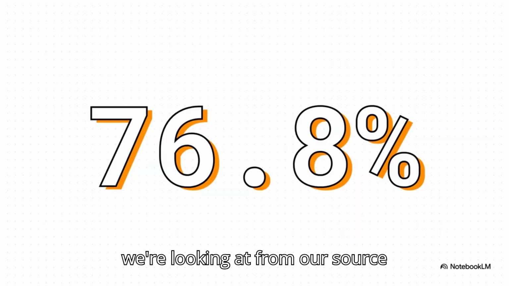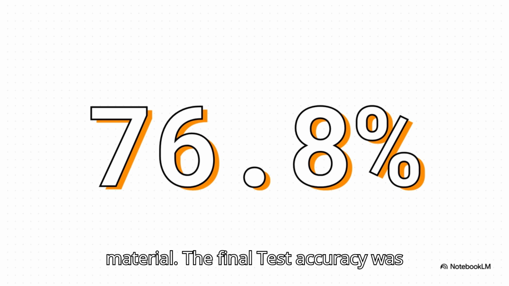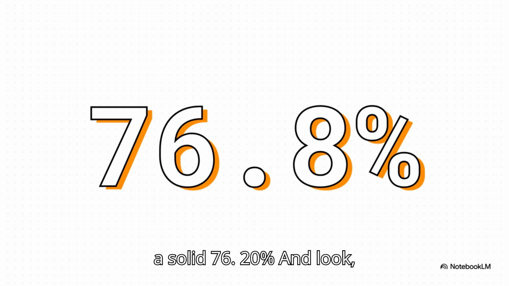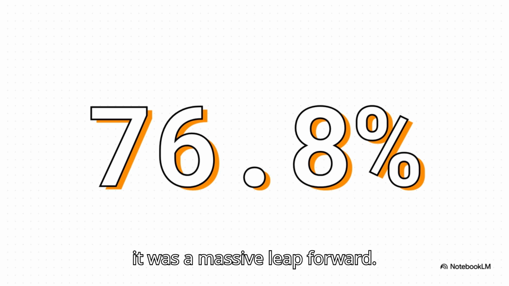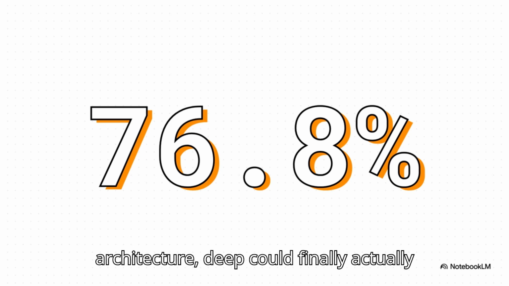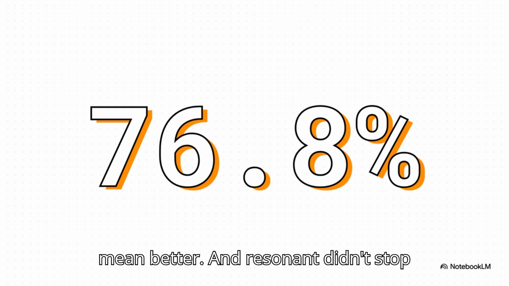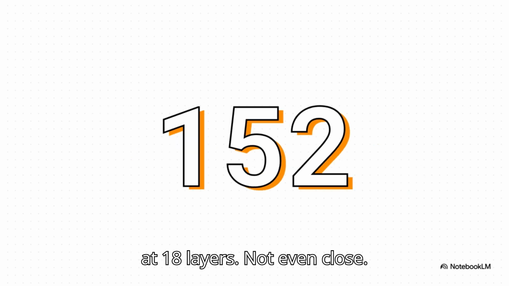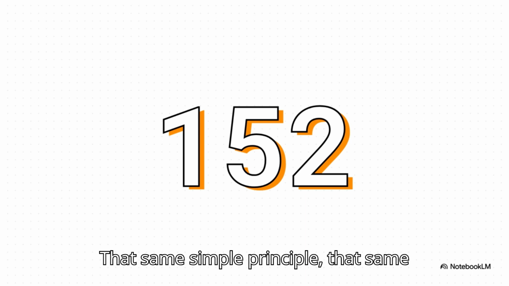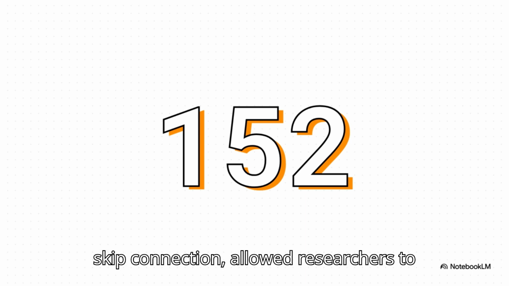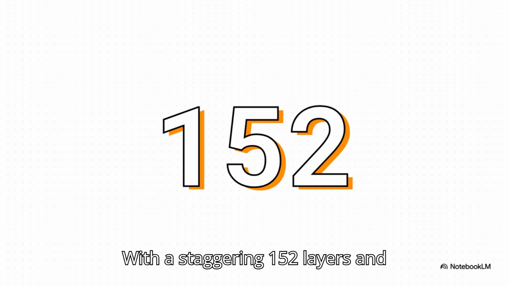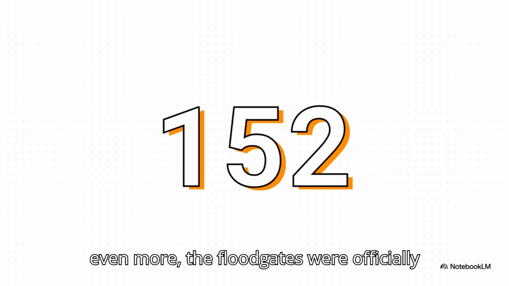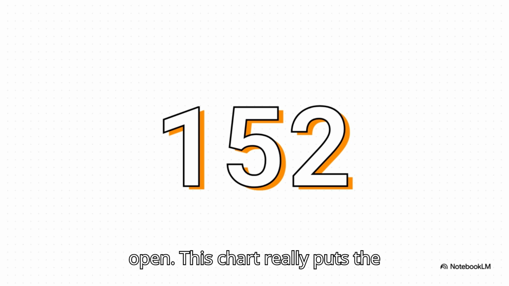In the specific training run that we're looking at from our source material, the final test accuracy was a solid 76.8%. And look, this wasn't just a tiny improvement, it was a massive leap forward. It proved that with the right architecture, deep could finally actually mean better. And ResNet didn't stop at 18 layers, not even close. That same simple principle, that same skip connection, allowed researchers to build and successfully train networks with a staggering 152 layers, and even more. The floodgates were officially open.